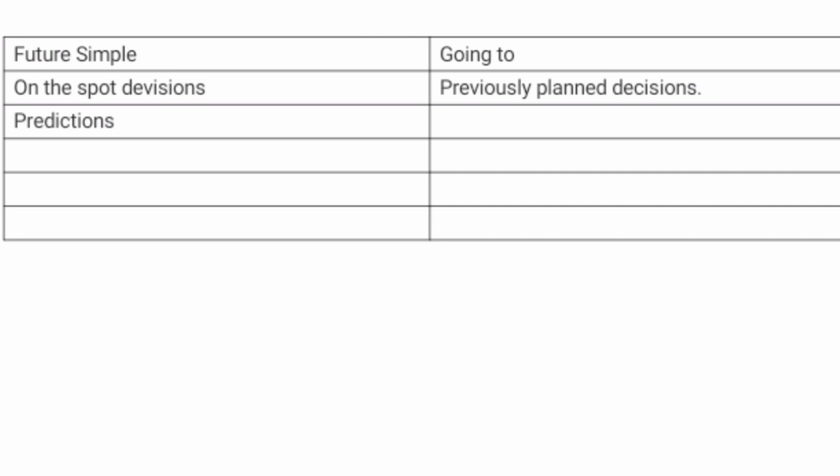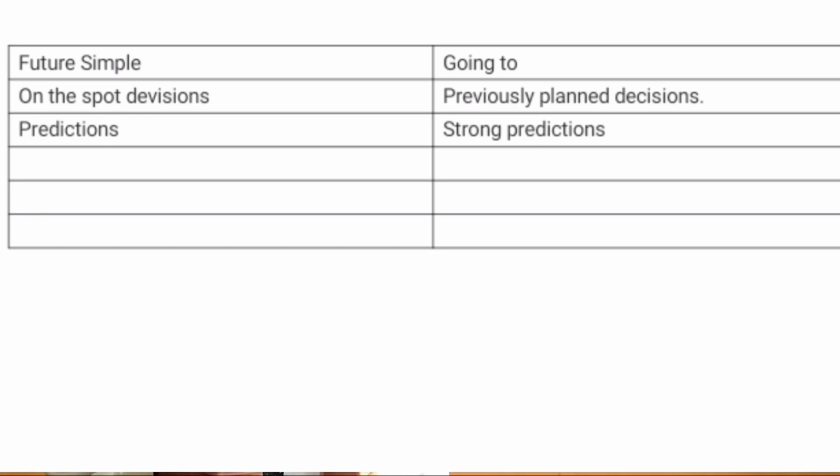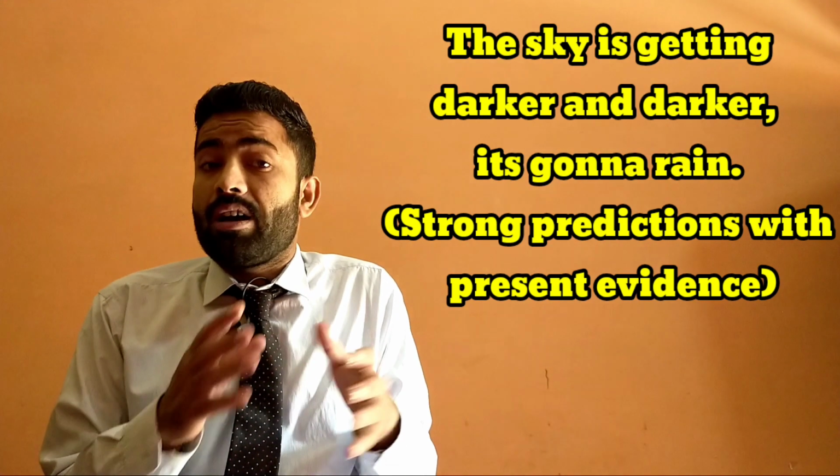Use future simple, meaning will, when you are talking about predictions. For example, I think Australia will win. Use going to when you are talking about strong predictions, if we see evidence in the present. Let's take an example. The sky is getting darker and darker. It's gonna rain. Here there is evidence in the present. It means the dark sky is the evidence of rain. So we have used going to, or gonna, here.